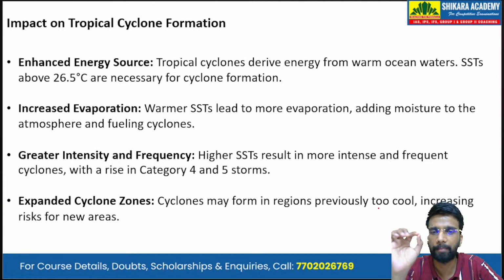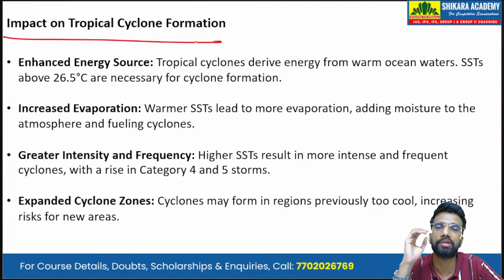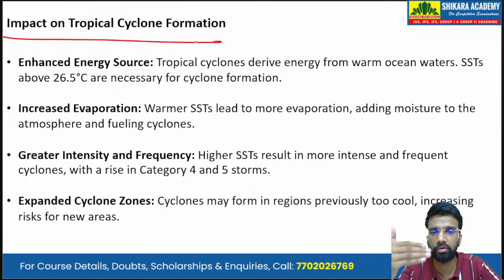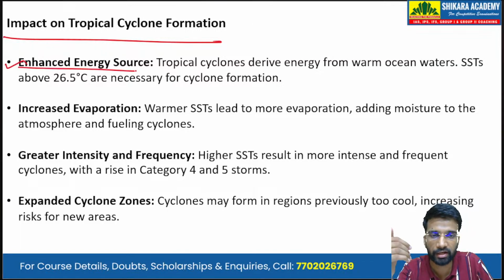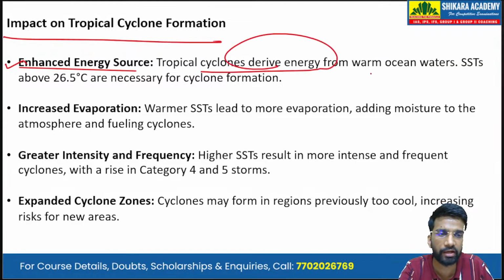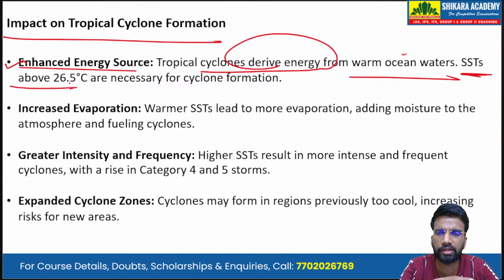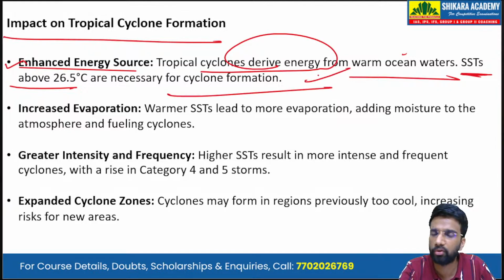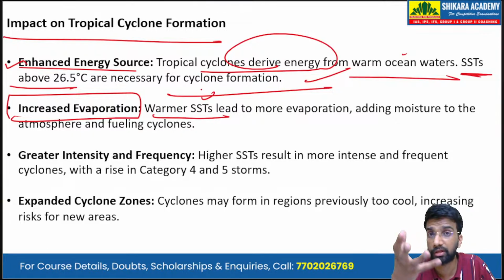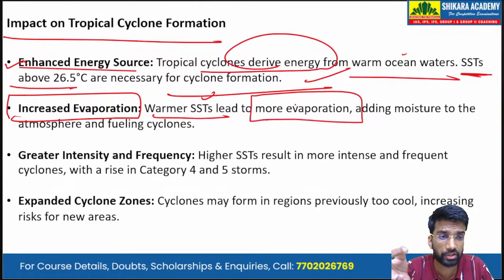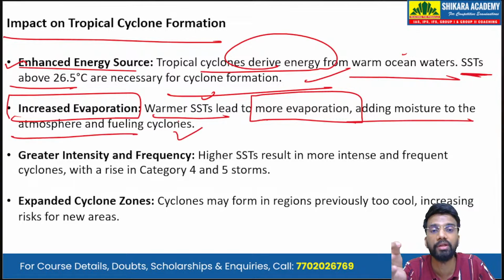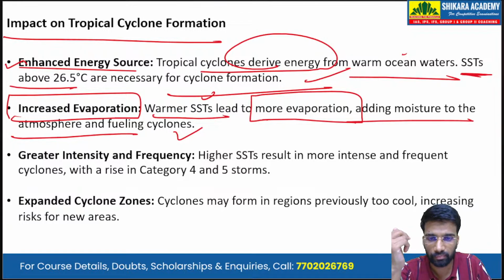Then we discuss the impact of the sea surface temperature rise on tropical cyclone formation. First is the enhanced energy source. Tropical cyclones derive their energy from warm ocean waters, and a sea surface temperature above 26.5 degrees Celsius, or around 27 degrees Celsius, is necessary for cyclone formation. Second is increased evaporation. Warmer sea surface temperature leads to more evaporation, adding moisture to the atmosphere and fueling the cyclones. So this moisture is adding fuel to the cyclone.